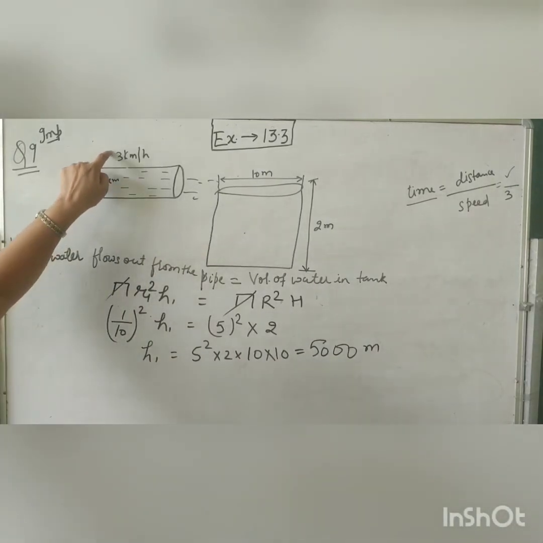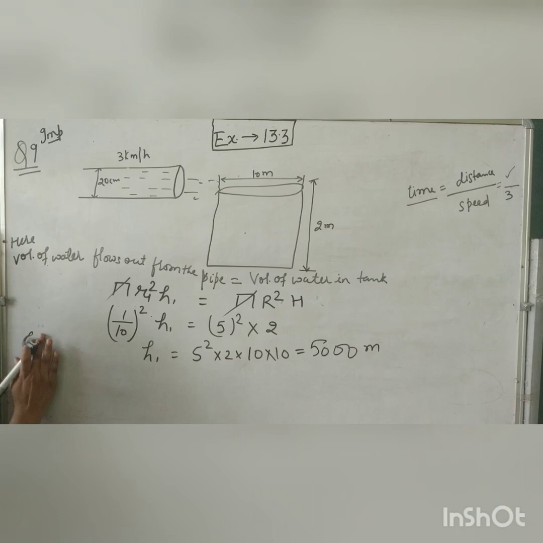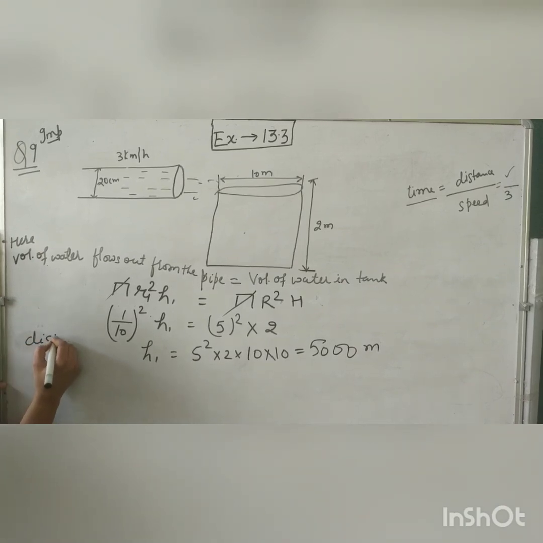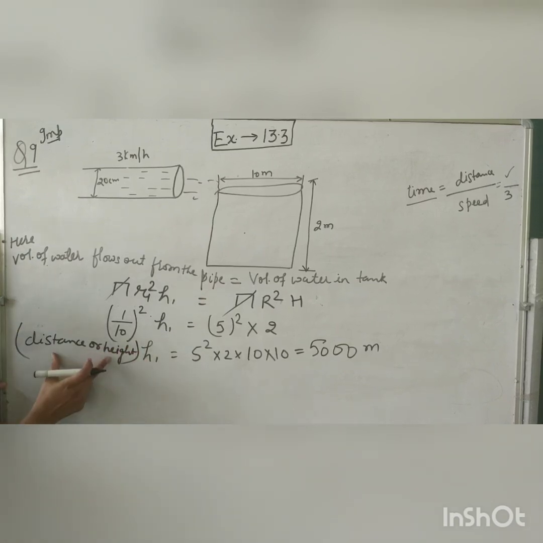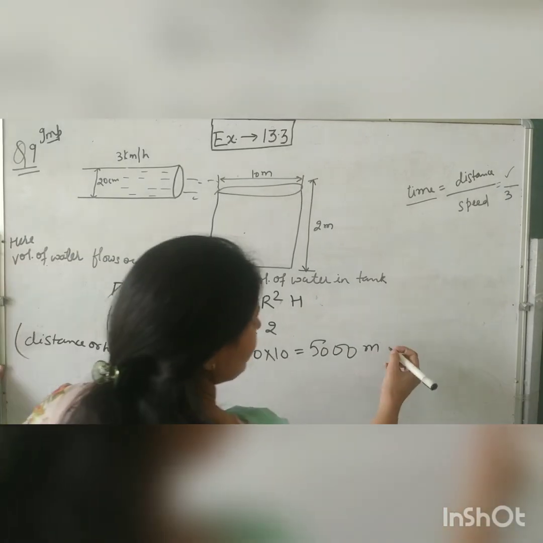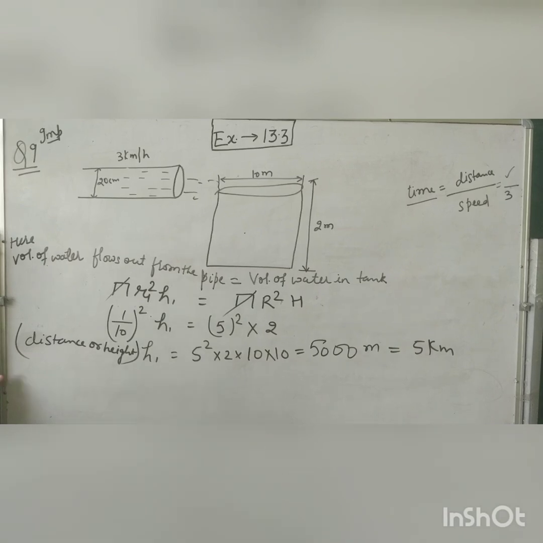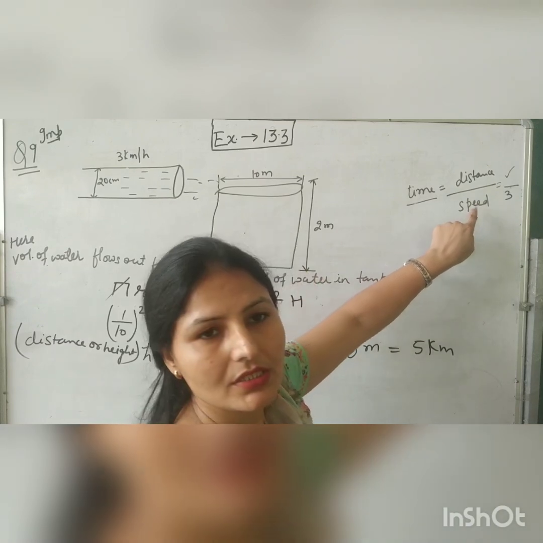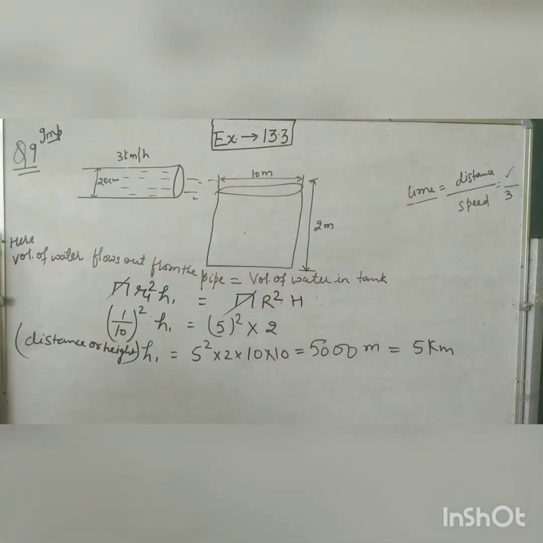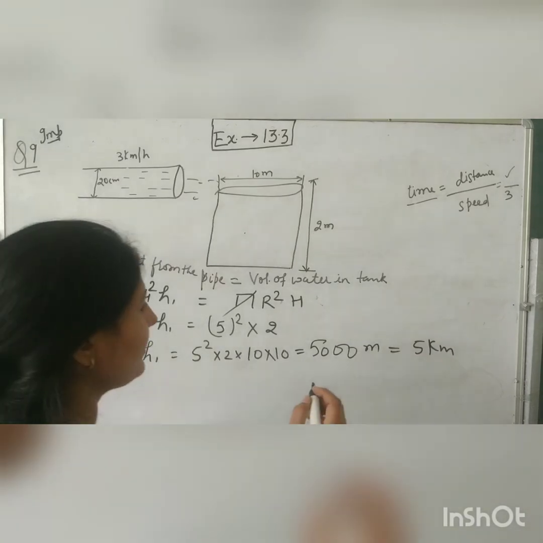Now speed is given in kilometer, and height बोलो और distance बोलो, both are same ना? Distance of pipe or height of pipe, both are same, which is equal to 5,000 meter. Let it convert into kilometers. It will be 5 kilometer. Here we have to find this time. Distance is 5 kilometers, speed is 3 kilometer per hour. Okay, this is the height of the pipe. Now we have to find time.